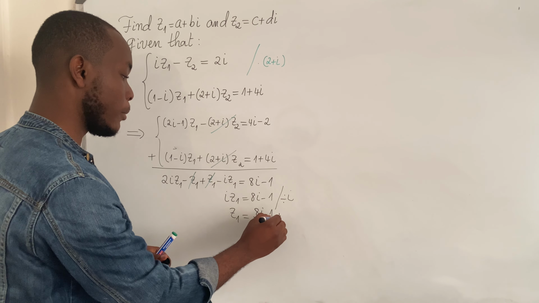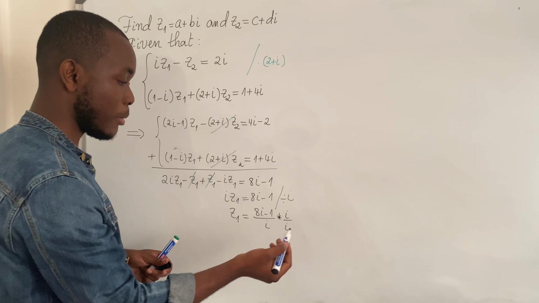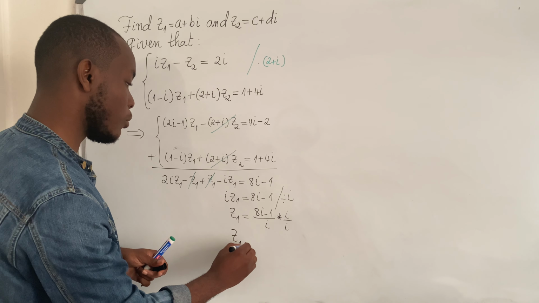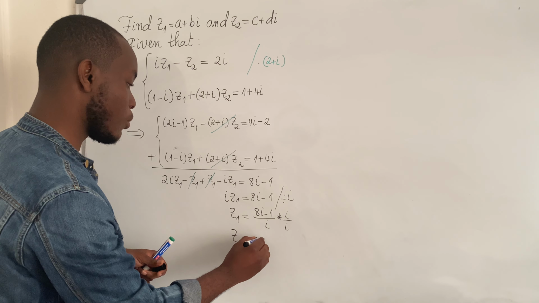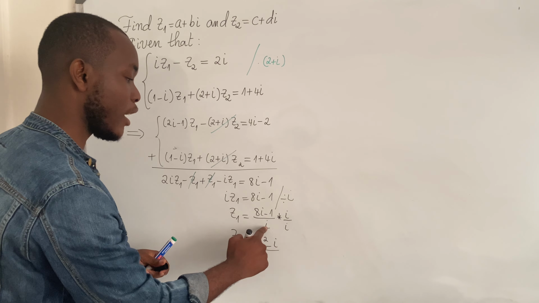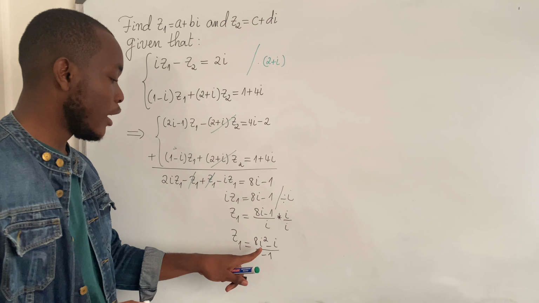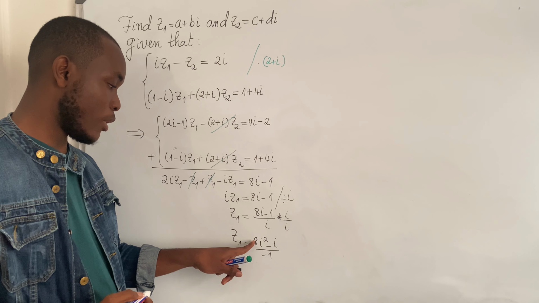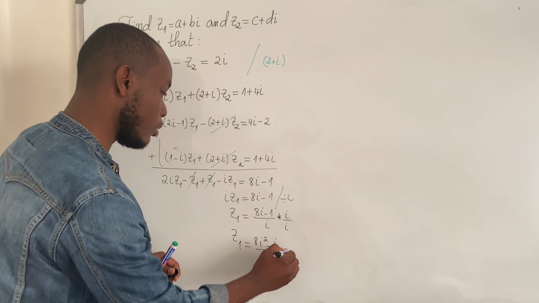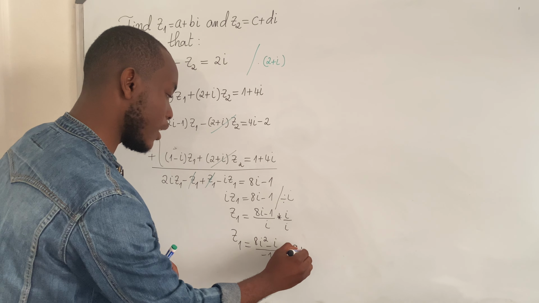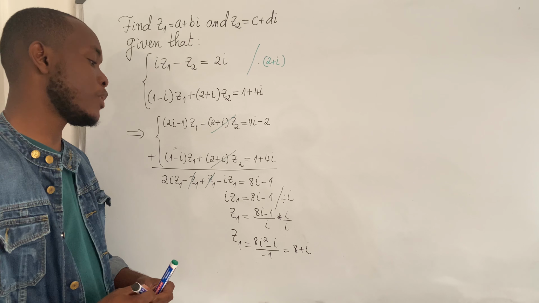Okay, so if we multiply the numerator and the denominator by i, we're going to have Z1 will be (8i squared minus i) over i squared, which is negative 1. And i squared here is also negative 1. So because of the negative 1, we will have 8 plus i. That's the value of Z1.